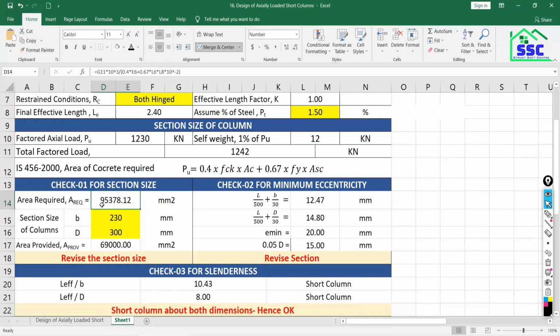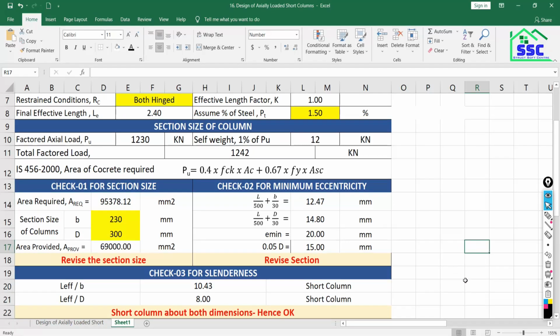As per the requirement of the concrete area, we have to decide the section size. Now I am going to consider a trial section size of the column as 230 by 300. After multiplying 230 by 300, the area provided becomes 69,000 mm square. The requirement is 95,000, and we are going to provide 69,000.